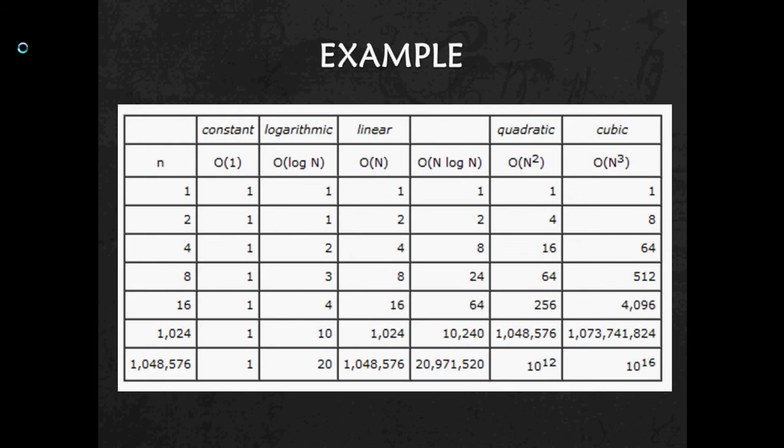Here we have a chart of the different notations that we use when we describe worst case complexity. You have constant time, logarithmic time, linear, quadratic, and cubic. Constant time being the fastest.